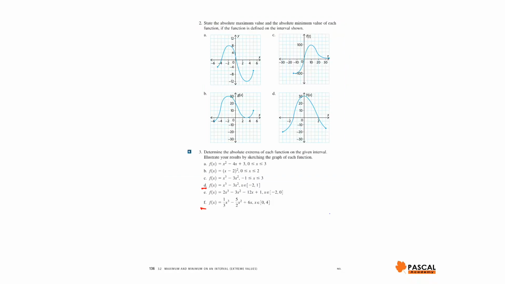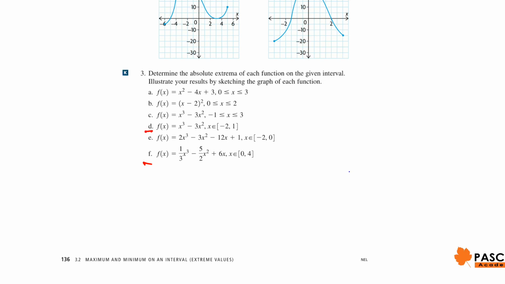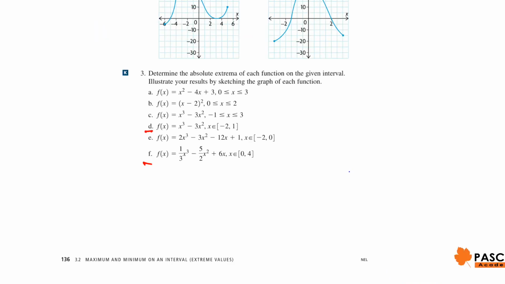Exercise 3.2, Question 3, Part D. f(x) = x^3 - 3x^2 when x is between -2 and 1. Determine the absolute extrema of the function on the given interval. Illustrate your result by sketching the graph of each function.